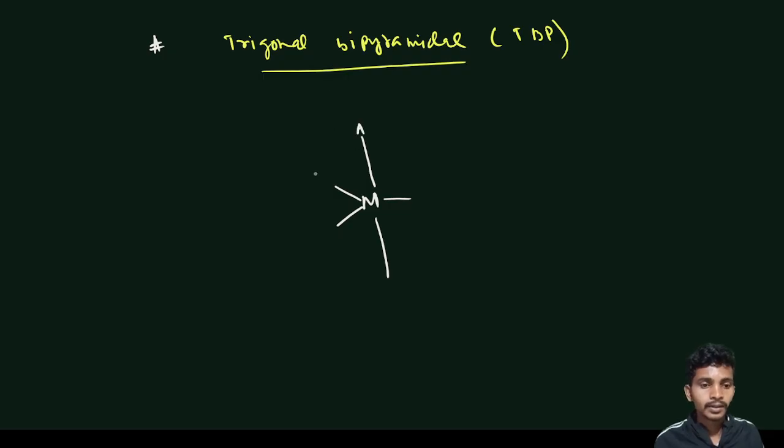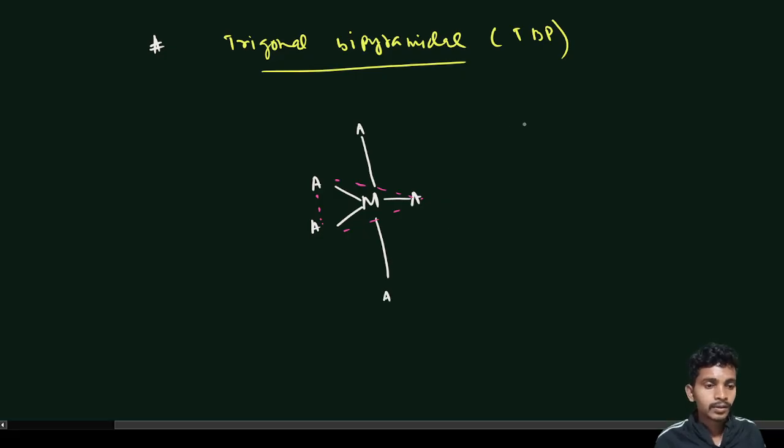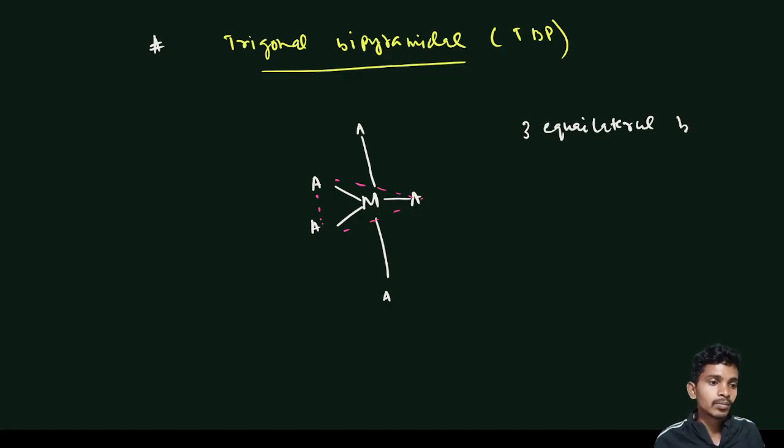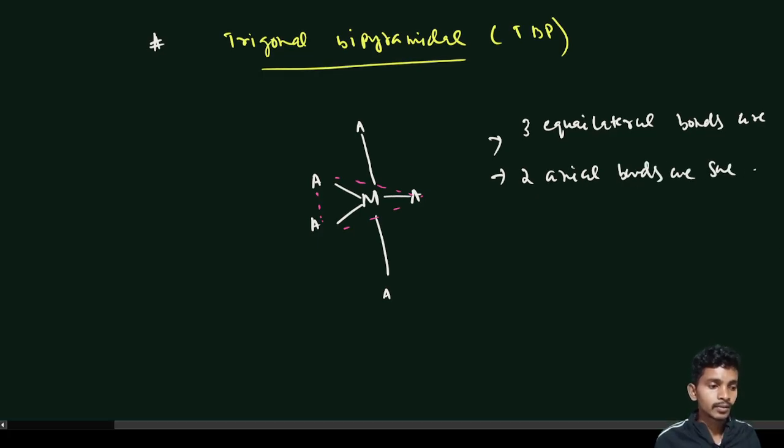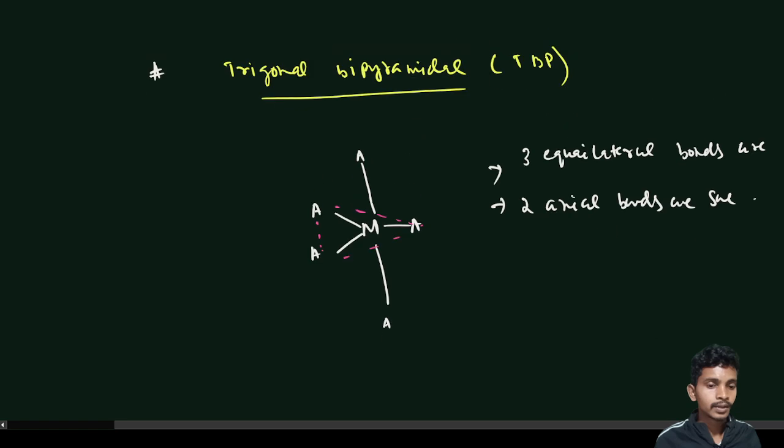Let's say this is A, and A, these are like this, and again here is A. So three equatorial bonds are present at the same time, and two axial bonds are present.